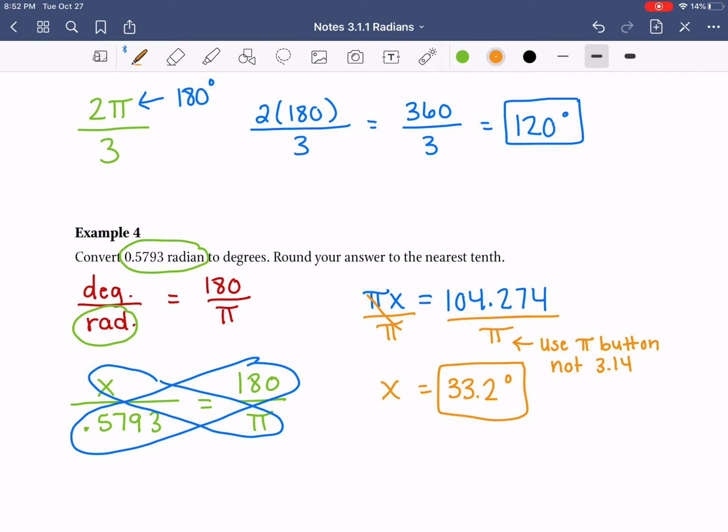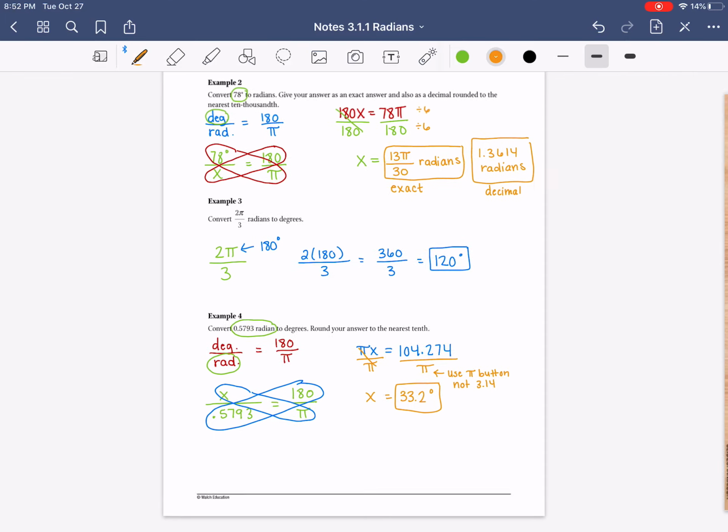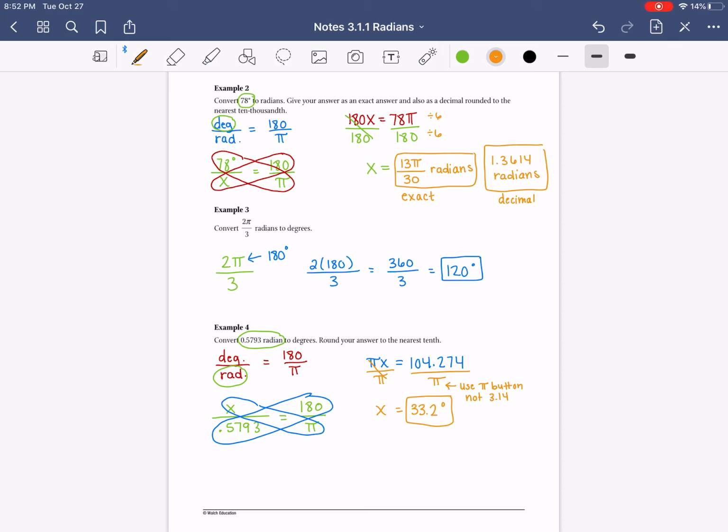So that's my answer. Okay, so again, to convert between the two, you can set up the proportion. Degrees over radians equals 180 over pi. If they give you degrees, you put that on top and then just make your radians x. If they give you radians, you put that on the bottom and put x on top for the degrees. Cross multiply and solve. Just make sure you use the pi button on your calculator. And if they give it to you originally in radians with the pi there, you can just plug in 180 as pi.